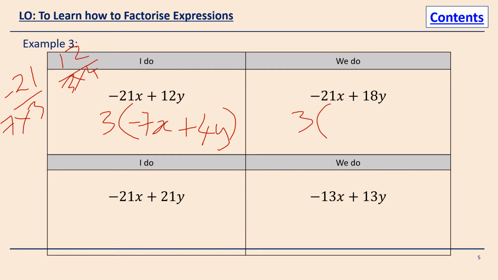Okay, so we've got 3 minus 7x plus 6y. Well done.